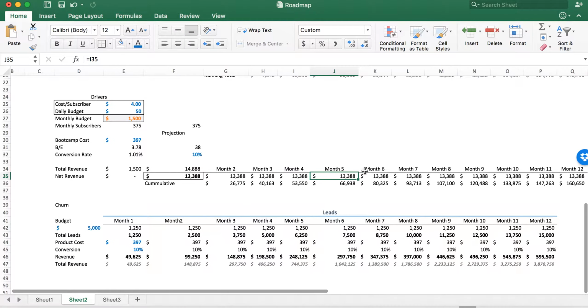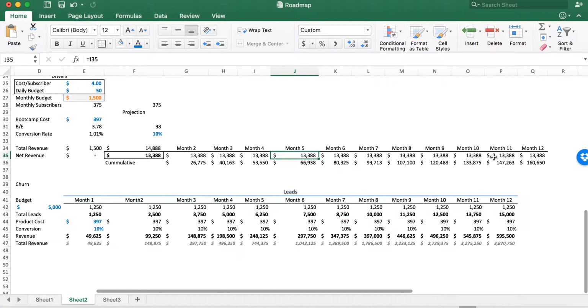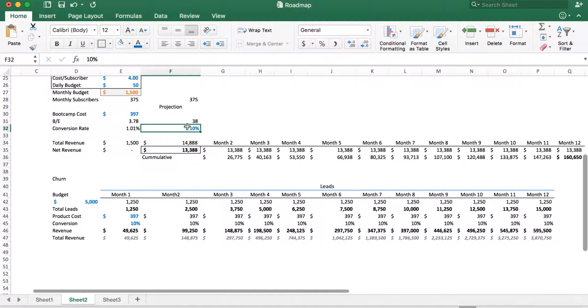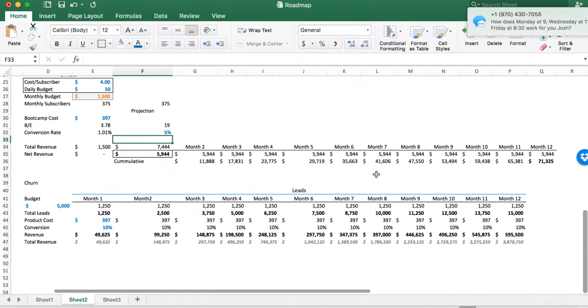And what this model does is it takes us out a year and says, if you do that for a full year, what do you have at the end of the year? You have $160,000. Think about that for a moment. And that's aggressive. Let's say your conversion rate is only 5%.